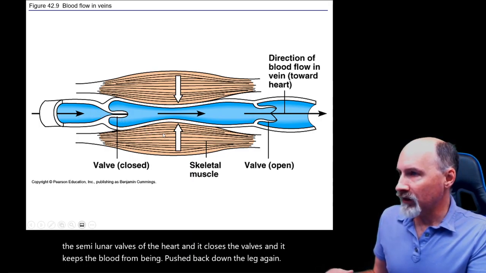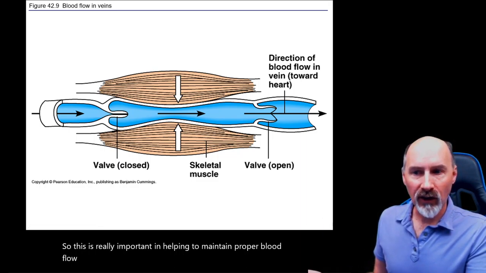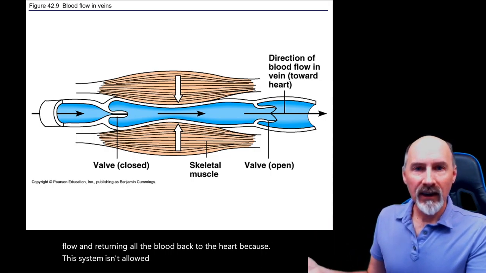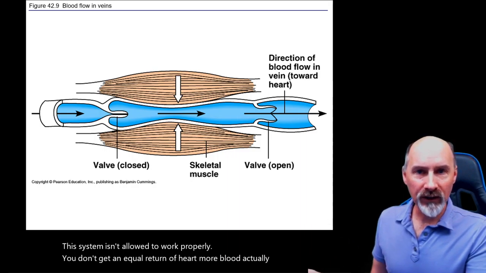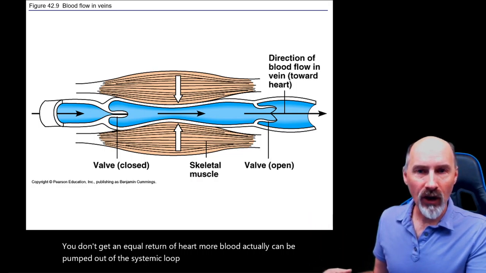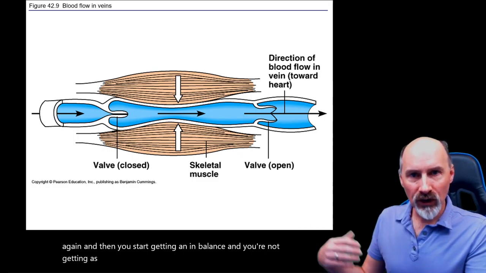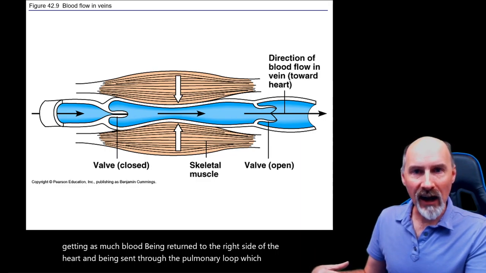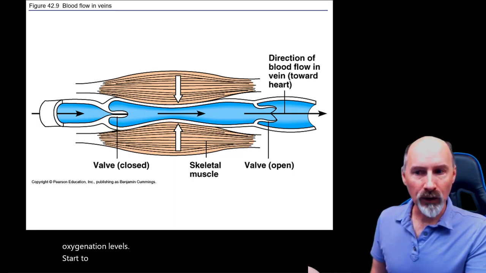So this is really important in helping to maintain proper blood flow and returning all the blood back to the heart, because if this system isn't allowed to work properly, you don't get an equal return of blood. More blood can be pumped out of the systemic loop than returns to the heart, and then you start getting an imbalance. You're not getting as much blood returned to the right side of the heart and sent through the pulmonary loop, which means not as much blood gets reoxygenated, and so overall blood oxygenation levels start to decline if we don't get proper circulation.